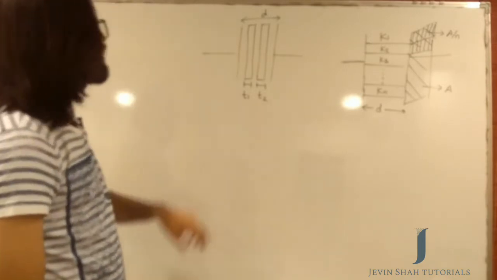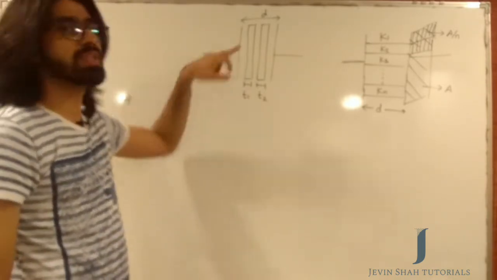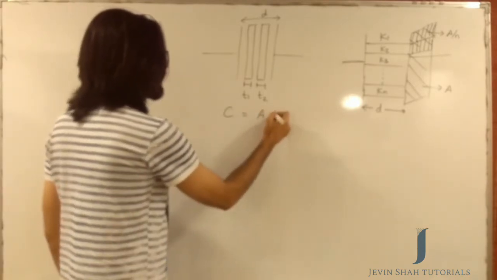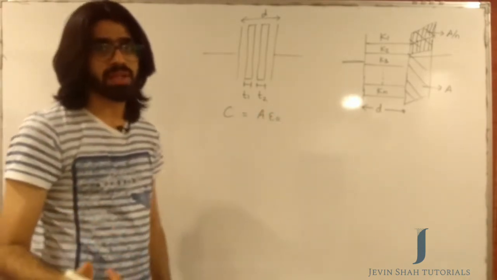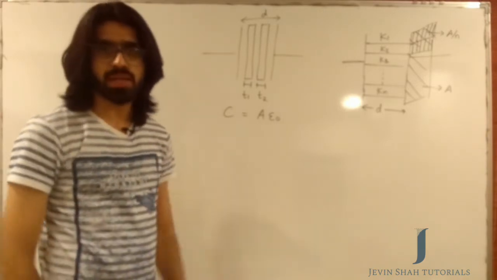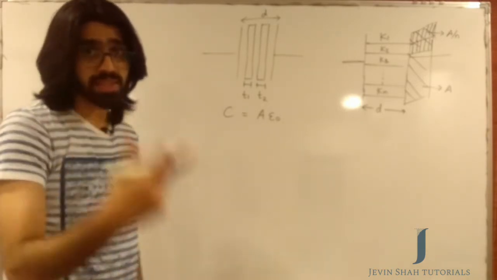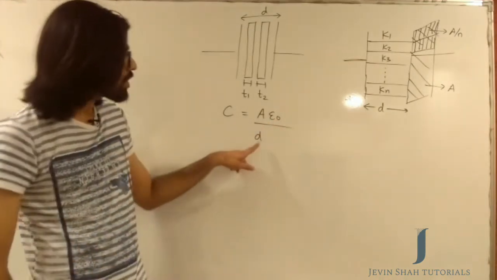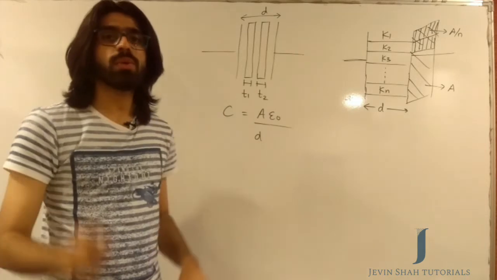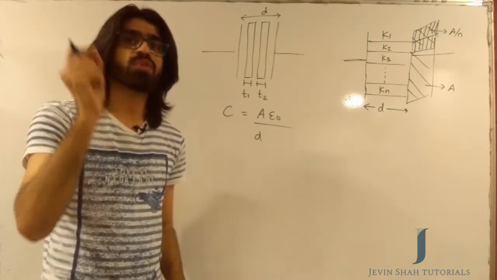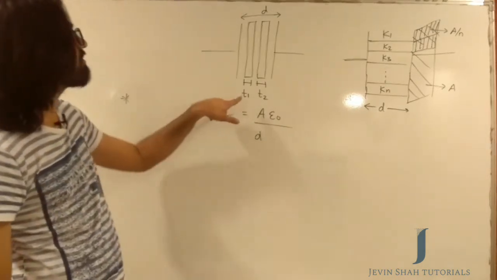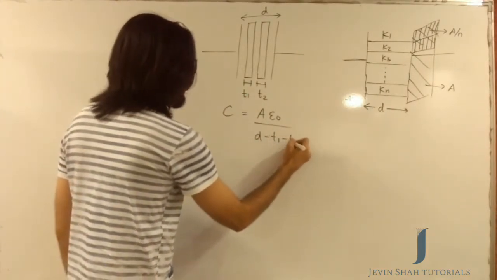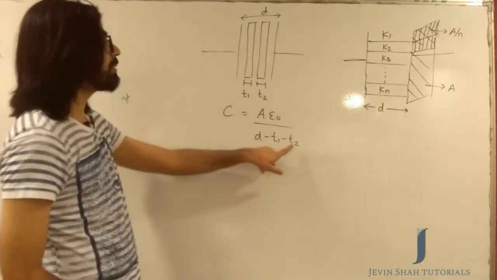Now, if I want to write a formula for capacitance of this capacitor, we say that capacitance C will be A epsilon naught. You remember the formula, right? It was A K epsilon naught upon D. We are just eliminating that K because that K will change. So A epsilon naught divided by D. From this D, you need to eliminate the thicknesses of your dielectrics. Your dielectrics have the thicknesses T1 and T2. So we need to eliminate that T1 and T2. So I write minus T1 minus T2.